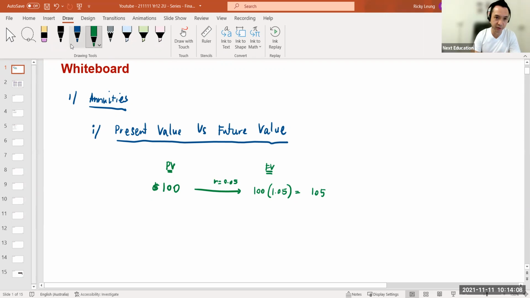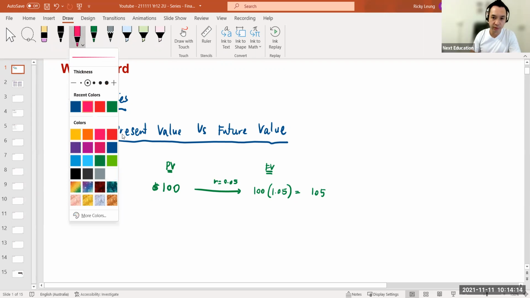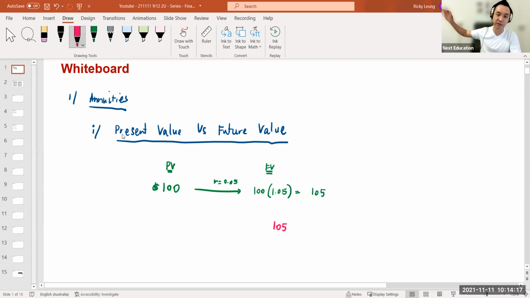The concept of annuities relates to present value mainly. So the theory is, what if we started with $105 in the future, or in 1 year's time? Going backwards, if the interest rate was 0.05, 5%, then I would calculate the present value from 105. Instead of multiplying by 1 plus r, I divide by 1 plus r, and that gives me my $100 at the start. So that's what present value is all about. We start with the future value and bring it back to the present. That's the concept in a nutshell.